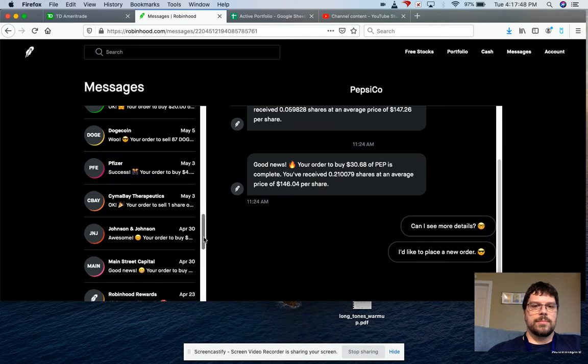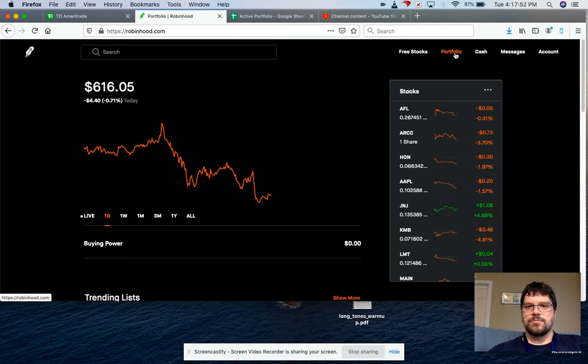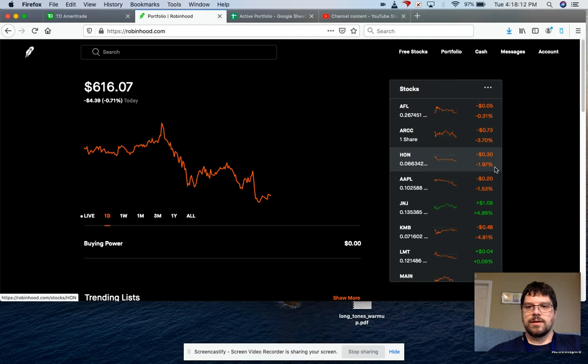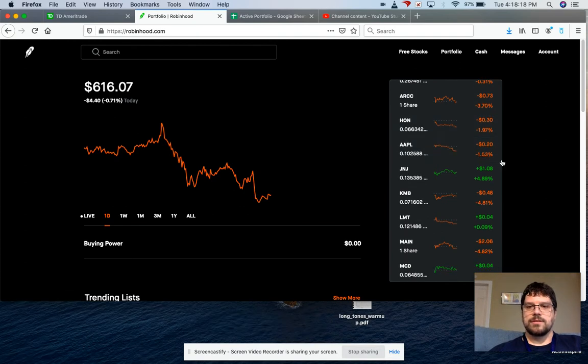So here's what my portfolio looks like now, and there's a lot of red, which I'm not necessarily worried about. That just means when it comes time to buy more, everything's a little bit cheaper. But Aflac is down 5 cents. I can't remember what this one is. Ares is down 73 cents. I'm not going to name all these off, but a lot of red, and this is total return. So a lot of these have gone down since I bought some.